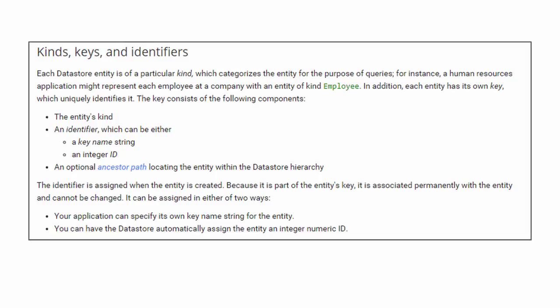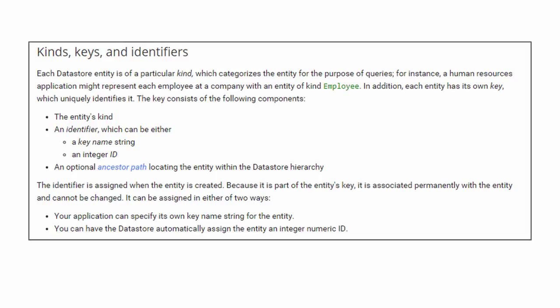In addition, each entity has its own key, which uniquely identifies it. The key consists of the following components. So each entity has its own key, and the key is made up of the entity's kind, an identifier, which can either be a key name string or an integer ID. So the kind and then some sort of an identifier make up the key. And you could also have an ancestor path locating the entity within the Datastore hierarchy.